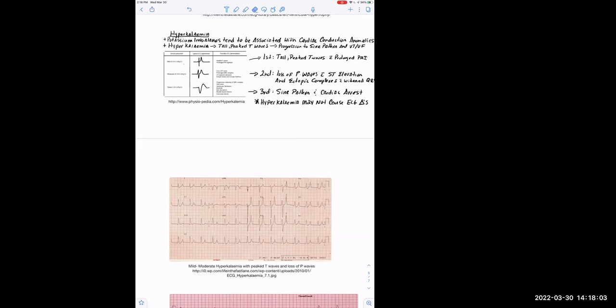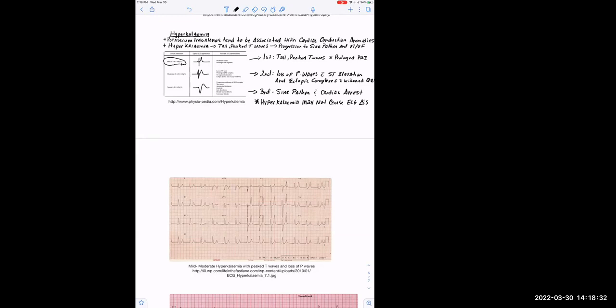So let's talk a little bit about what I like to call the stages of hyperkalemia, and these stages are associated with your serum potassium levels in your blood. Typically the first thing you're going to see as the patient moves into a mild hyperkalemia, mild being defined as 5.5 to 6.5.